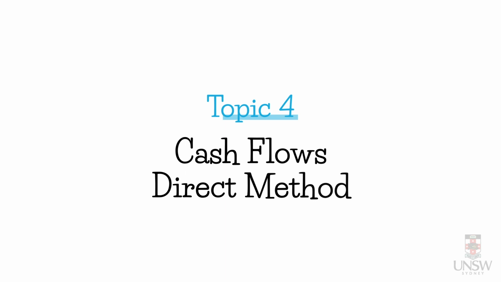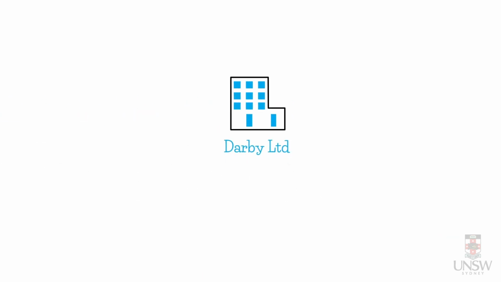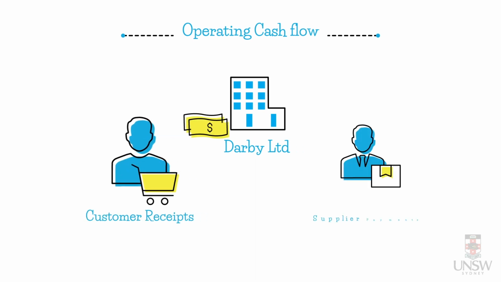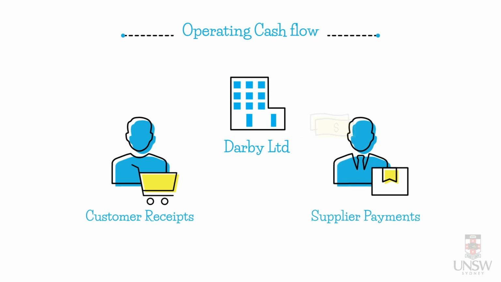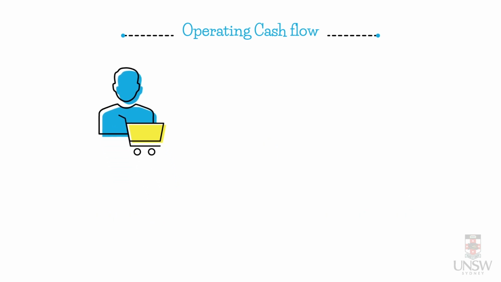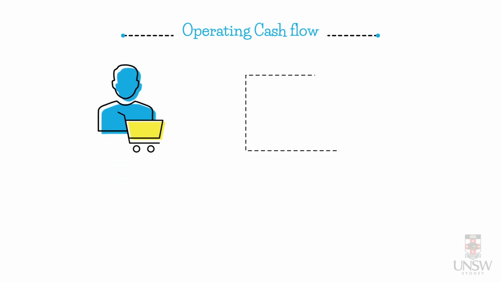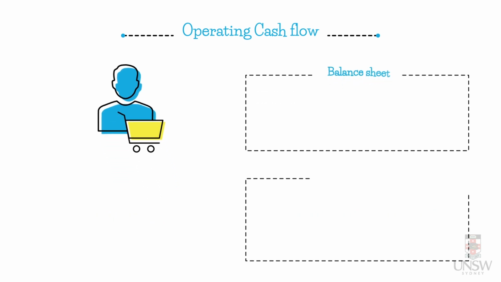Cash flows. Darby Limited. Starting with the operating cash flow section. The two most common cash flows in operations are receipts from customers and payments to suppliers. So this is where we start. We start firstly with receipts from customers. We're going to use information from the balance sheet and the income statement that's provided in the question.